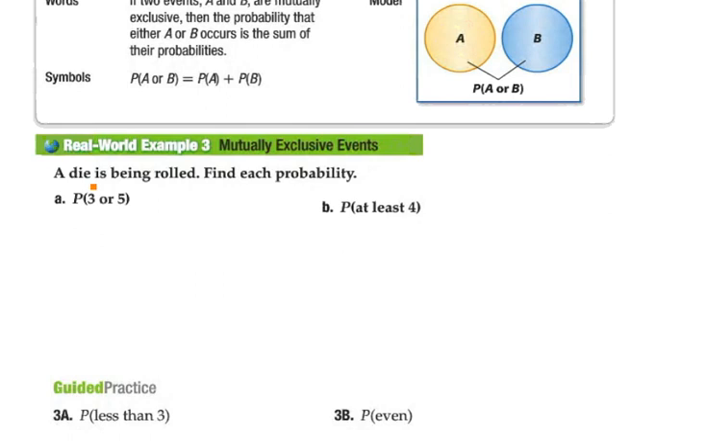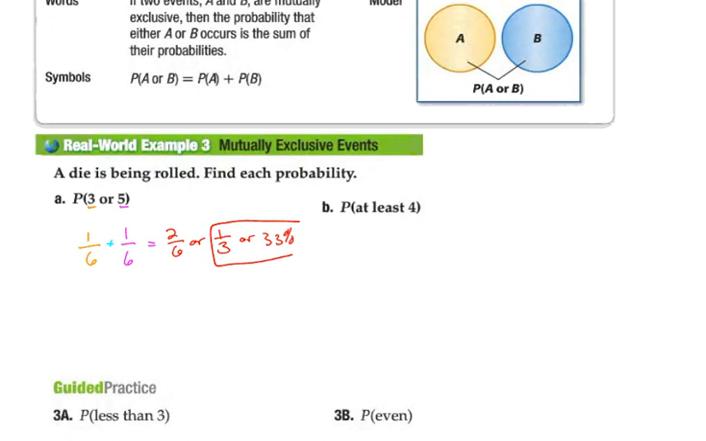It said a die is being rolled. We're supposed to find each probability. Find the probability of rolling a 3 or a 5. Well, how many numbers are on a die? We know that there are 6, so the outcome is 6. There is 1 3, or the probability of a 5, which is 1 out of 6. Okay, this simplifies down to 2/6, or we could say 1/3. If we wanted to look at that, we could say or even 33%.